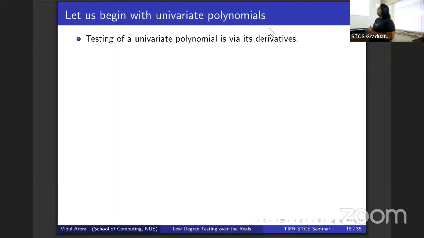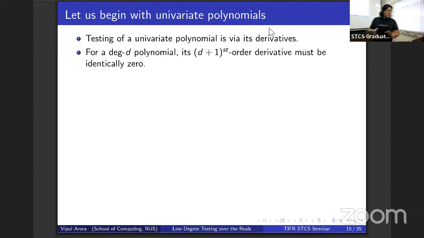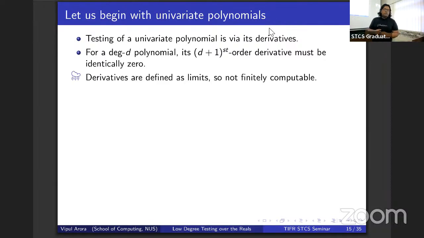Let's quickly see how we build this tester. We begin with the testing for univariate polynomials. For testing a univariate polynomial, the idea is to go via its derivatives. For a degree d polynomial, we have that its (d+1)th order derivative must be identically 0. But we are in a query access world, and derivatives are defined as limits. So these objects are not finitely computable, as we only have query access to f.